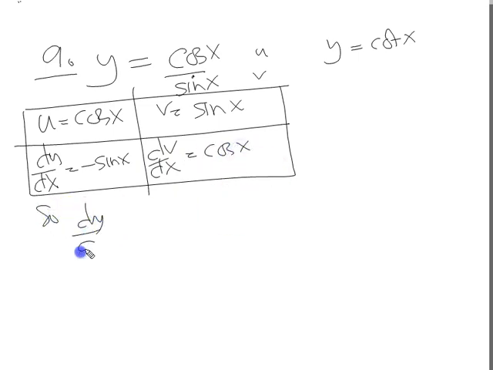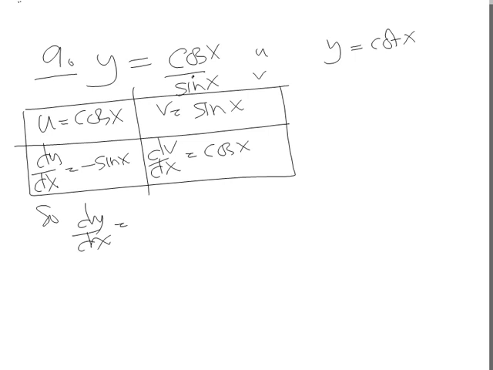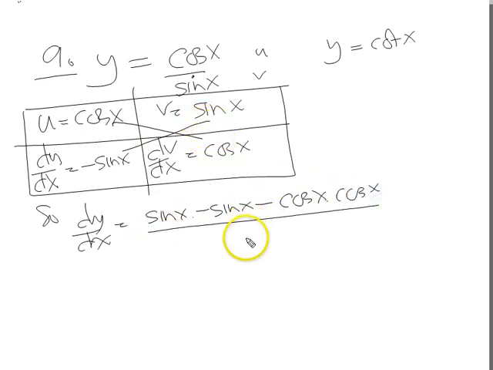So dy dx then is equal to, remember the formula? Just say it again, v du dx minus u dv dx. It's that way around. V du dx, so it's sine x times minus sine x, minus u dv dx, cos times cos, over v squared, which is going to be sine squared x, yeah? So we got minus sine squared minus cos squared.